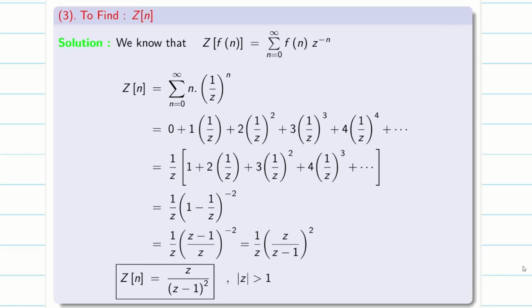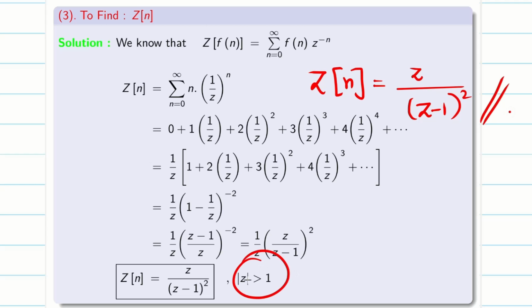You can see the typed version. Therefore, Z of n is going to be z by z minus 1 whole square, provided mod z greater than 1. All these formulas, students, we are going to use in inverse Z transform.